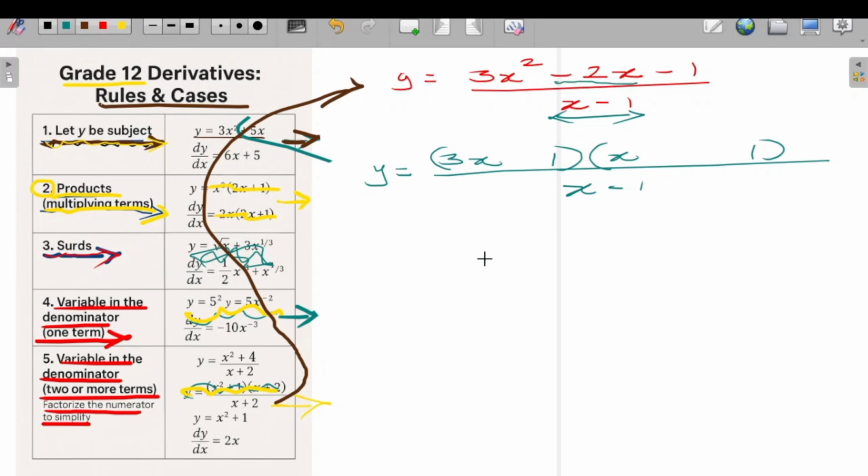So what I need to do is find out what 3x is being multiplied with. 3x is being multiplied with this, which is going to give me 3x squared. And then I multiply the 3x with that 1, but I need it to be negative so that I can have minus 3x, meaning that this will have to be positive. Do you see that? Easy.